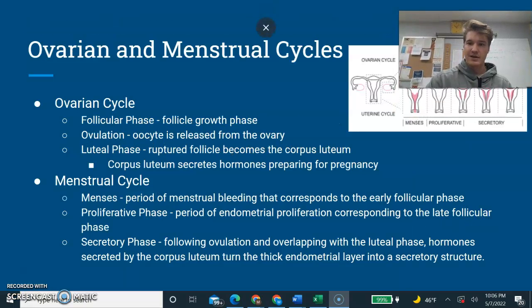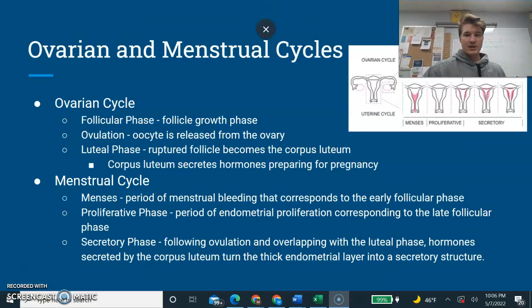Moving on here, I just want to give a quick overview of the ovarian and menstrual cycle. The ovarian cycle has two different phases with ovulation in the center. It has a follicular phase, which outlines the growth of the follicle. Then we have ovulation, where the oocyte is released from the ovary. Then we have the luteal phase, in which the ruptured follicle becomes the corpus luteum, which will secrete further hormones related to pregnancy. We'll talk about that in later slides.